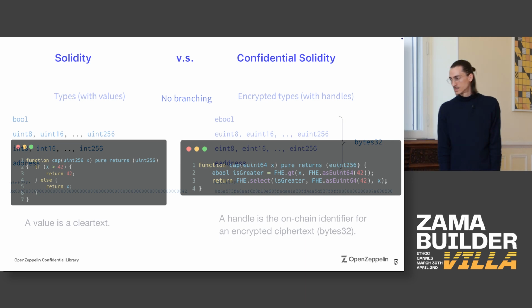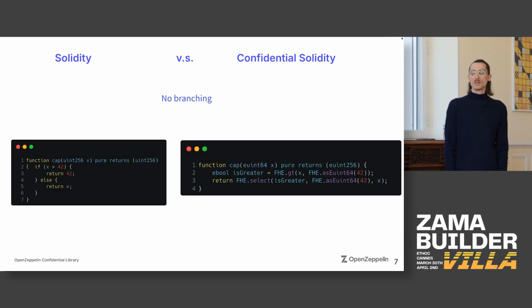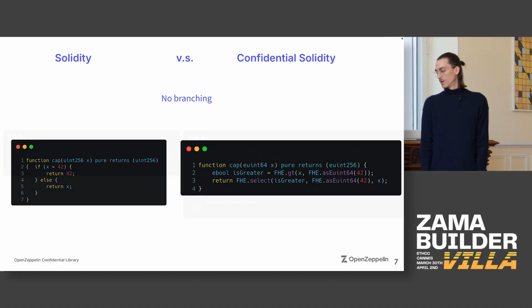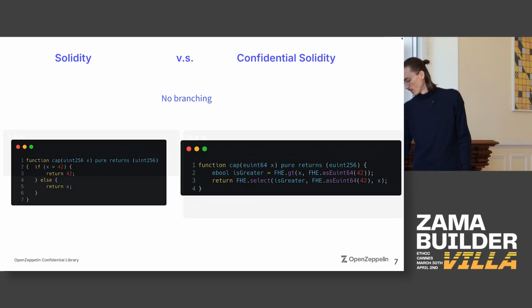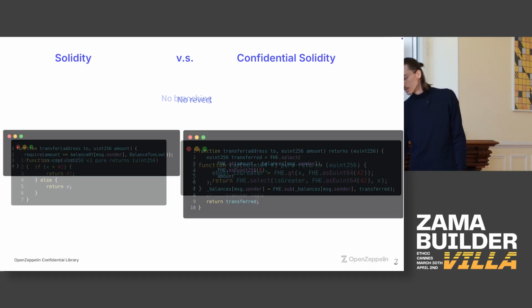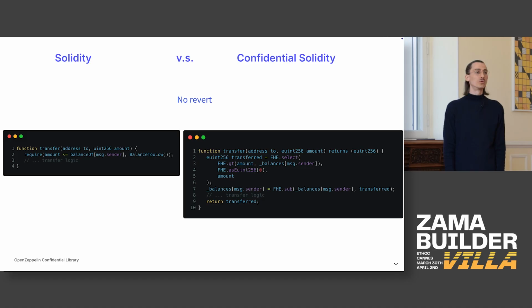Another key difference is that in confidential Solidity, there is no branching on confidential values. If you want to branch, you have to use FHE.select, for example. In the same way, there is no revert in confidential Solidity.